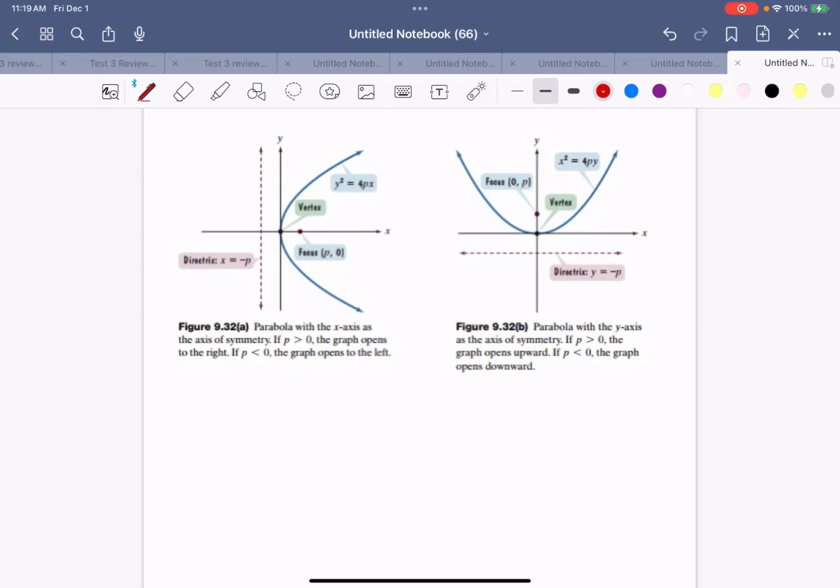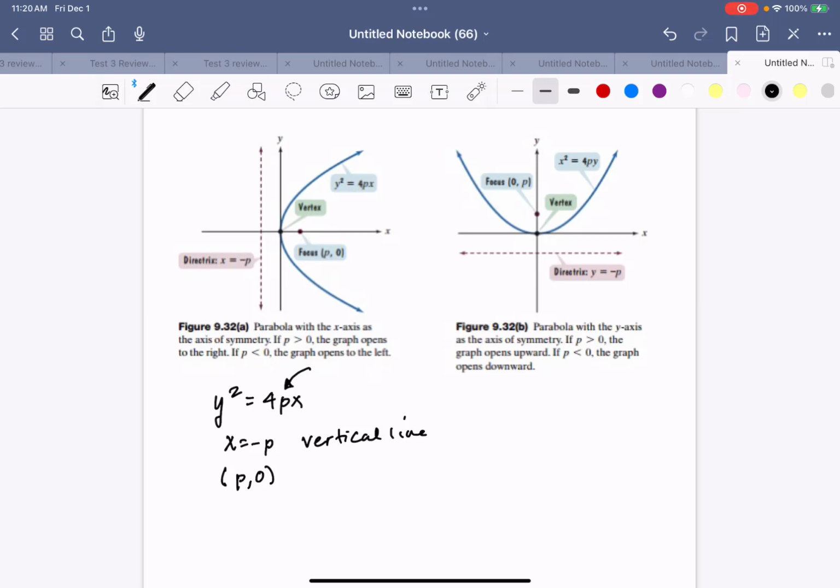But in each case, when you have y squared equals 4px, that's when the parabola is going to be horizontal, and it's not a function, but it's still a parabola. You'll notice that the directrix is at x equals negative p. So we'll have to find that value p in order to find the equation of the directrix. And it's a vertical line, so it'll be x equals. And the focus is going to be at (p, 0), not the opposite of p, but exactly p.